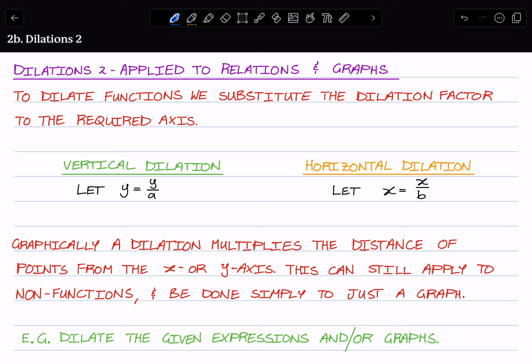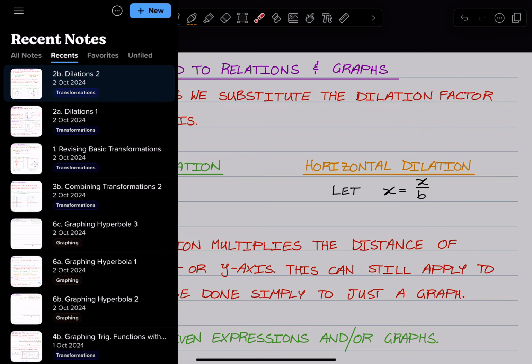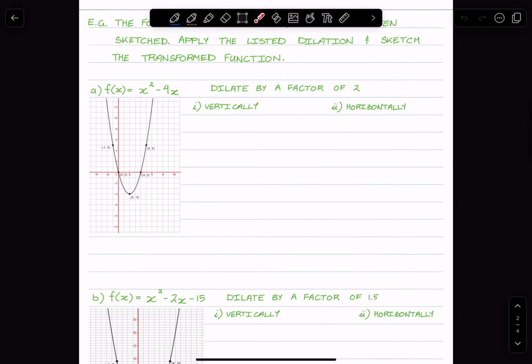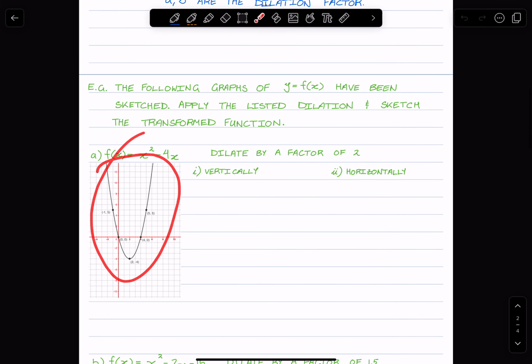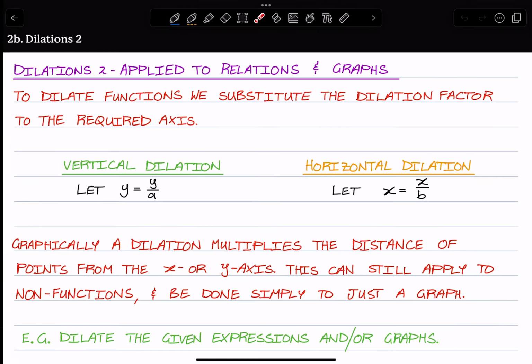Hello class, this is a continuation on dilations. In this video, we're going to be applying these to relations and their graphs. In comparison, in the previous video, we were applying these strictly to functions, but now we're going to demonstrate that you can still do this even if it's not a function.